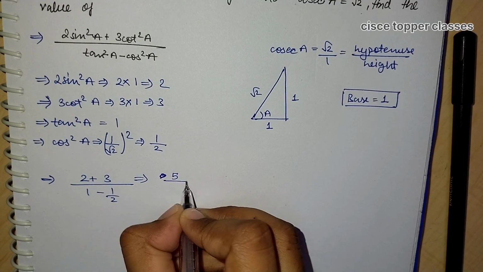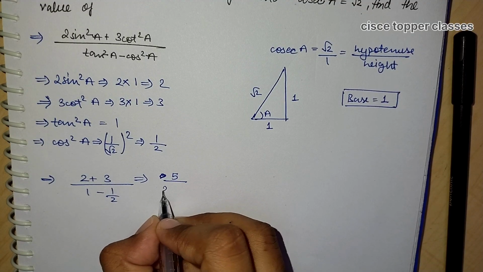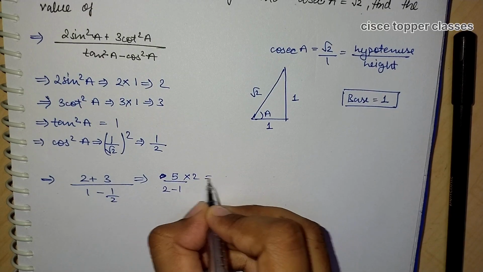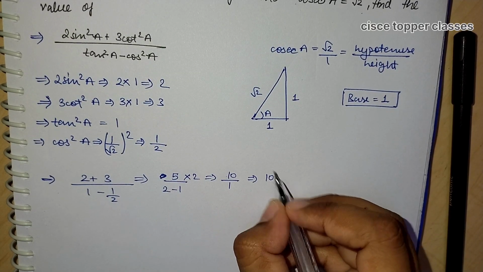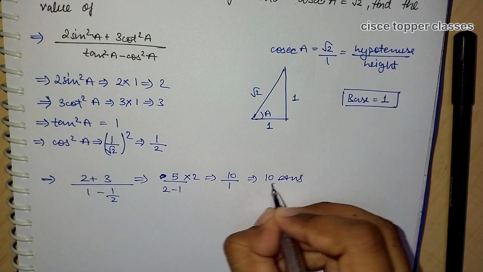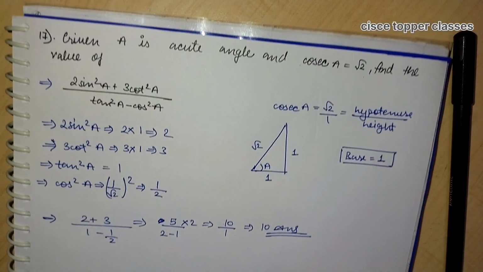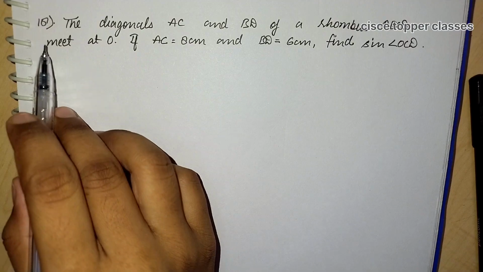We can write 5 and here 2 minus 1 into 2. So 10 divided by 1. So this is 10. Means the value of this part here is 10. This is the final solution of this question, and this is the answer of 17 question. Let us solve here 18 question.